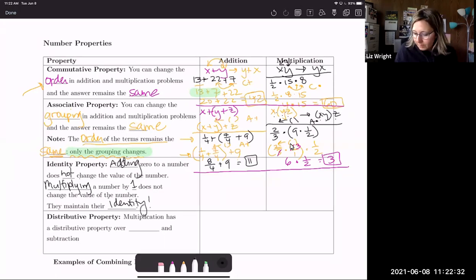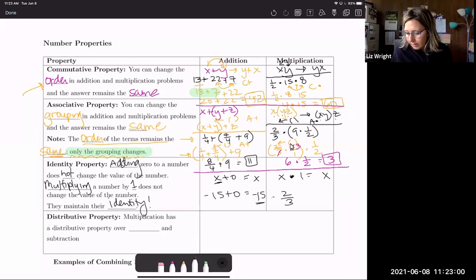All right. So that's like if we have x plus 0, what does that equal? It maintains its identity, it equals x. Same thing if we had, I don't know, -15 plus 0, what does that give us? That gives us -15. If we had x times 1, that's going to give us x. If we have -2/3 times 1, what do we get? We get -2/3 because it maintains its identity.